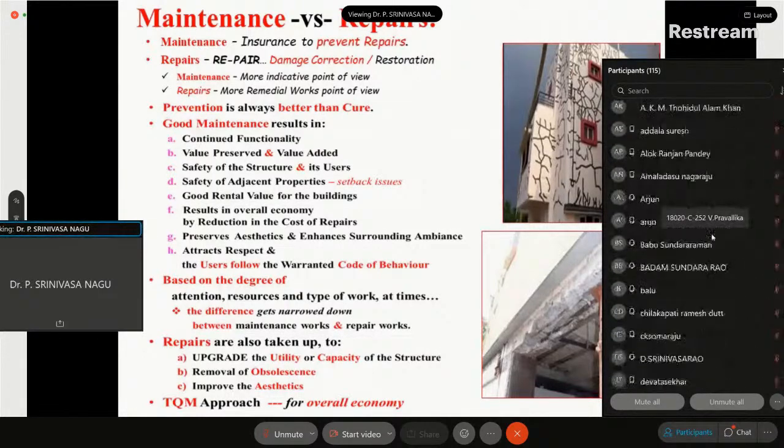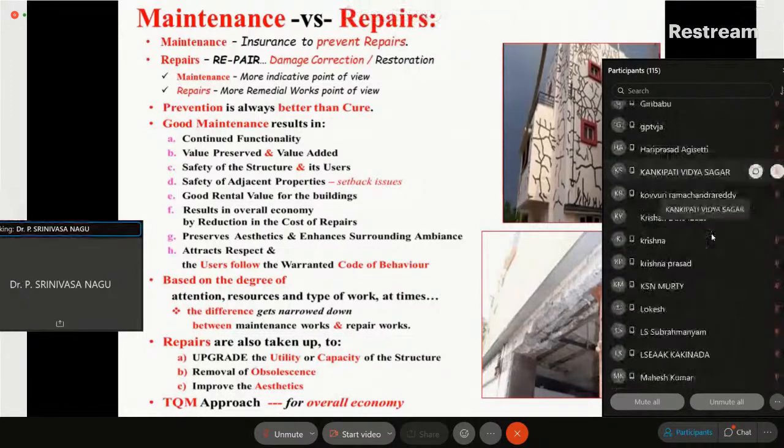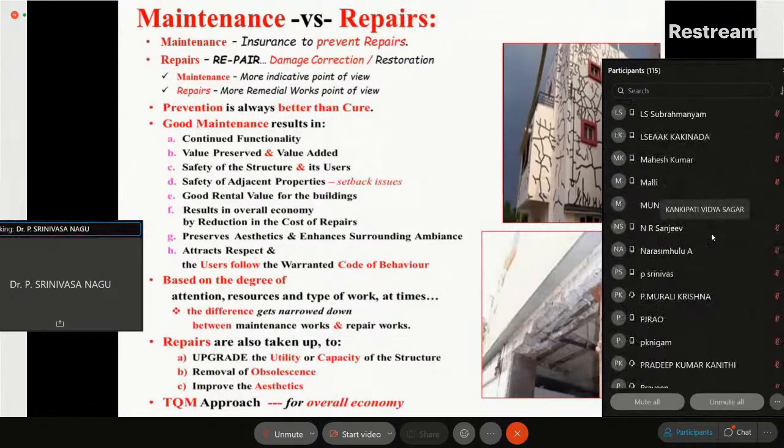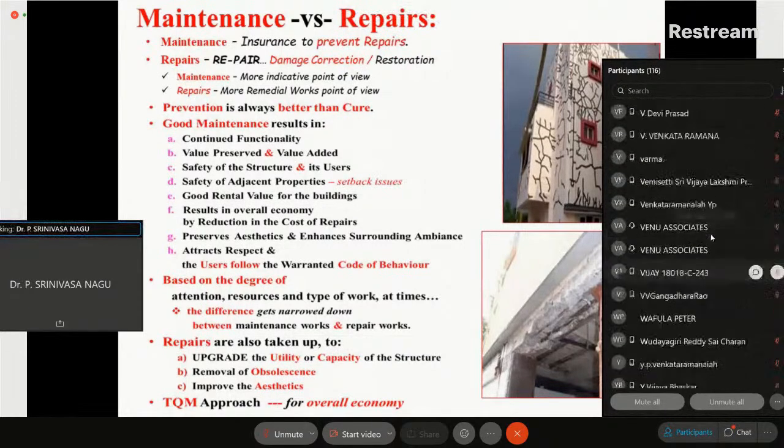Okay. Then prevention is always better than cure. Then what is the result of good maintenance? You will have a continued functionality.